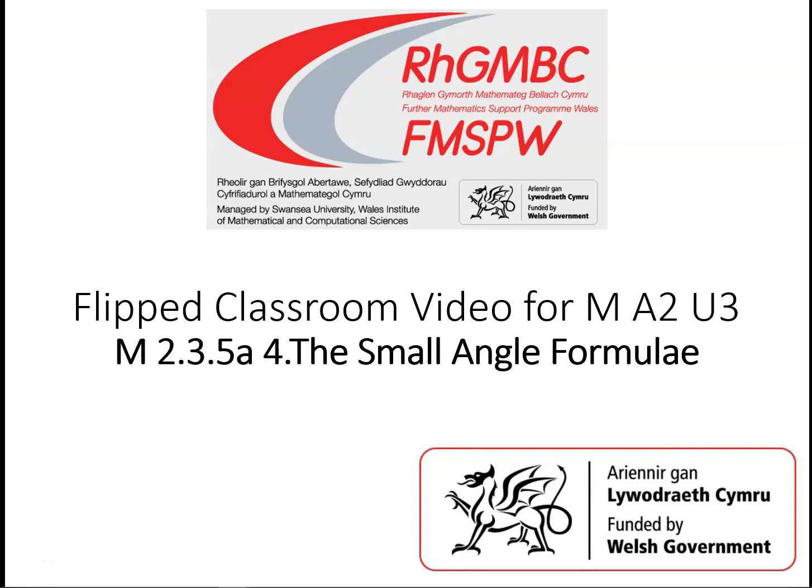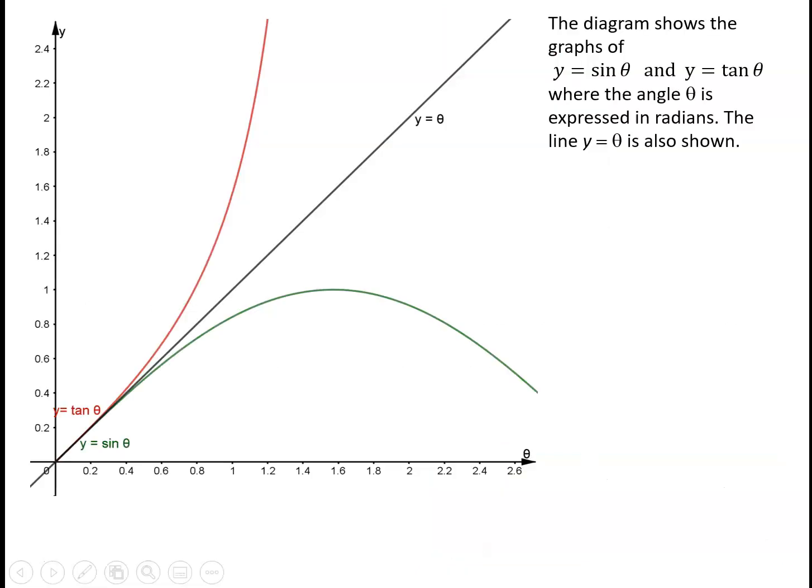In this video we're going to look at a series of formulae known as the small angle formulae. Looking at the graph that we've got here, we've got the graph of y equals sine theta, y equals tan theta, and also the line y equals theta, where the angle theta is being measured in radians. Looking carefully at the graph, we can see that for values of theta between 0 and somewhere around about 0.3, the value of tan theta is approximately the same as the value of theta, and the value of sine theta is approximately the same as theta.